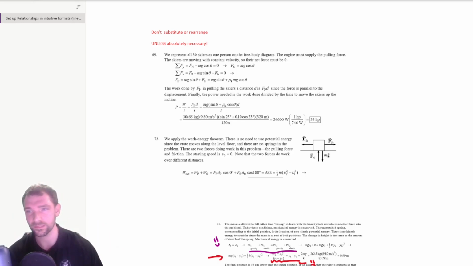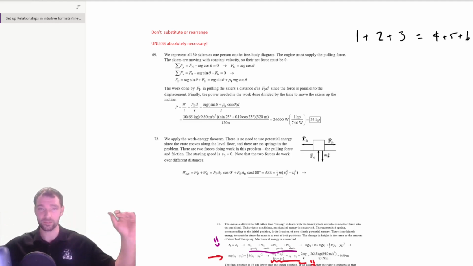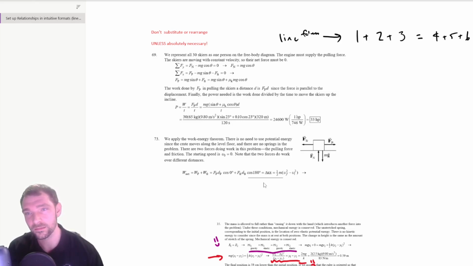Oftentimes there's some number, like maybe three different numbers that you're adding up, and you're comparing that to four different numbers. Now this all has to be of the same quantity. So this could be for forces, or this could be for energy. So you're looking at different pieces of energy and summing them all up in different scenarios. There's tons of different situations where you will have this format, but you want to keep it in what I'm going to call this line format.